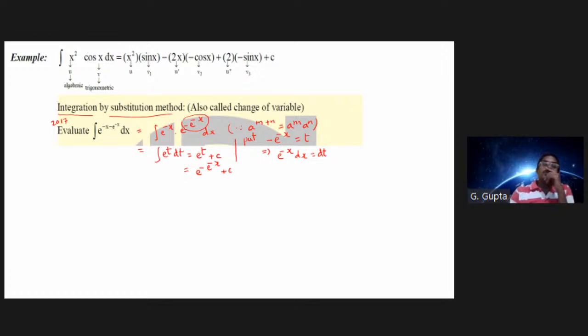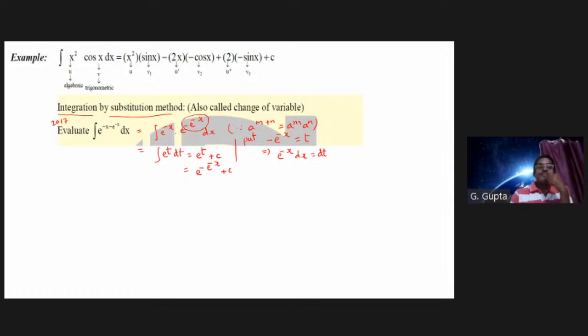With the limits 0 to pi, but I have considered indefinite integration. x square is related to algebraic terms, that is polynomial terms. Cos x is related to trigonometry. So cos x is the T letter, x square is the A letter. According to ILATE, A comes first, T later. So this is the u function, this is the v function. So what exactly am I explaining here?